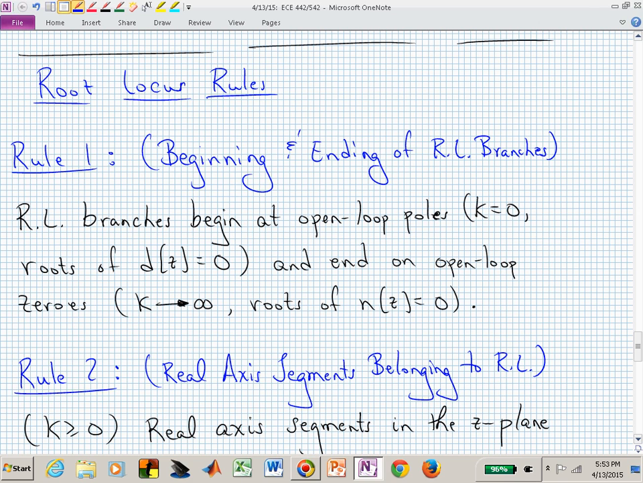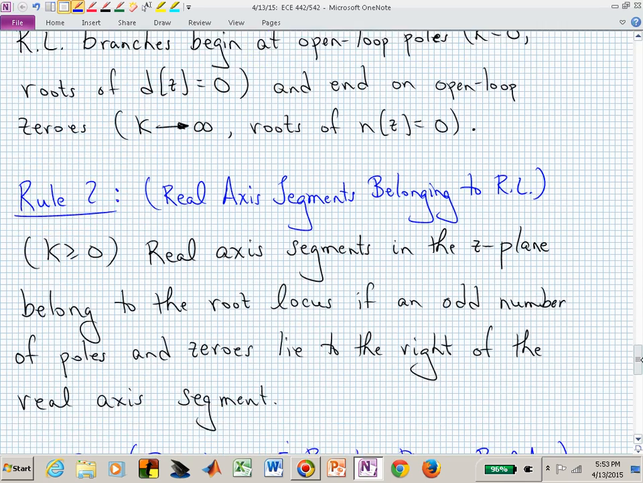Now, how many branches of the root locus do you have? The same as you have roots of d of z. So if d of z is 6th order, you have 6 branches of the root locus. And 2 of those branches might be on the same line segment. So the number of line segments that you have is not necessarily related to the branches of the root locus. The numbers may not be the same. That's rule 1, where you start and where you finish.